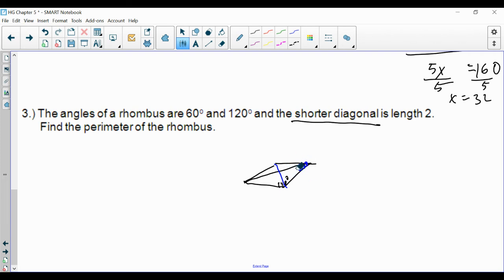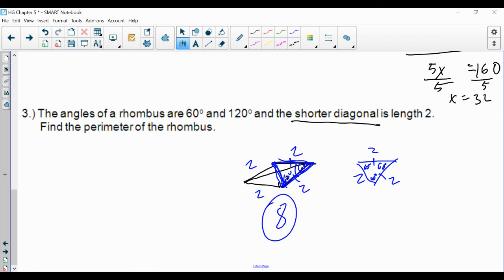Now, one of the nice things that happens here is because this is 60 degrees, if I look at just this triangle here, that's 60. These are the same length, which means these have to be 60. So let me redraw this. I have this triangle. This is 60. These are the same length, which means this is 60 and this is 60, so we have an equilateral triangle. If this is 2, these are all 2, which means 2 plus 2 plus 2 plus 2 is 8. That's our perimeter.